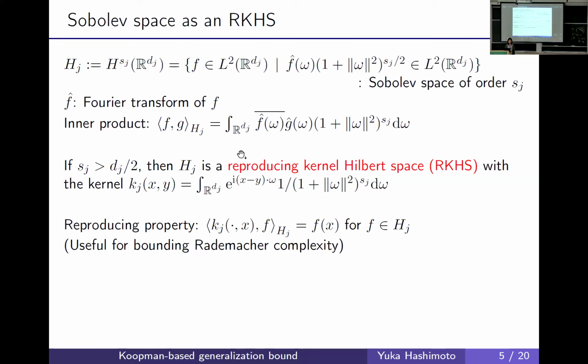I skip the detailed definition and explanation of RKHS, but the important property here is the reproducing property. If we consider the inner product between the kernel function evaluated at x and a function f in the Sobolev space, then we can reproduce the value of f at x. By using this reproducing property, we can bound the generalization error. I will explain briefly later.